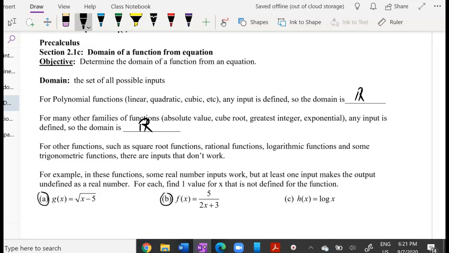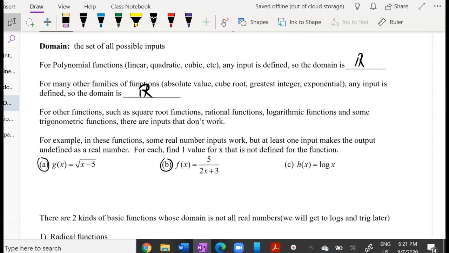Okay, when we get to these 3 different cases, I would like you to take just a minute, and all I'm asking you to do is find one value that would make this undefined over real numbers. Now, we're not talking about imaginary numbers here, just real numbers. So I want you to try to find one value that makes this not work.